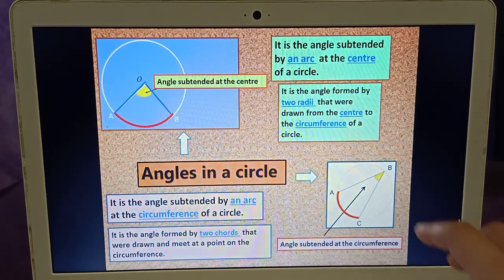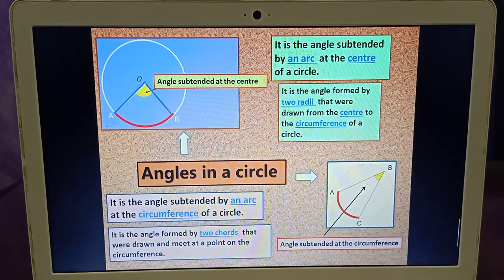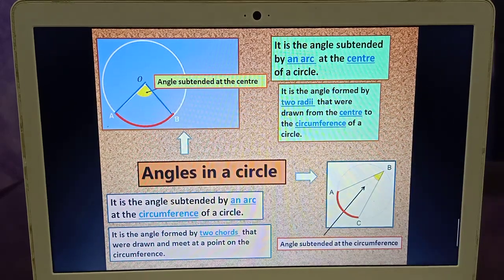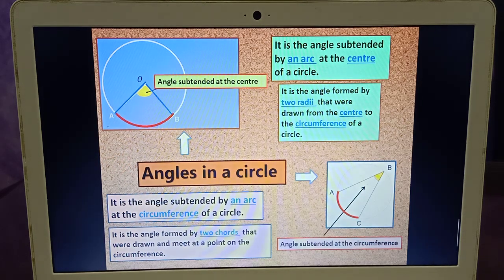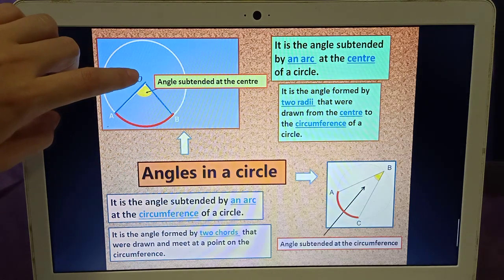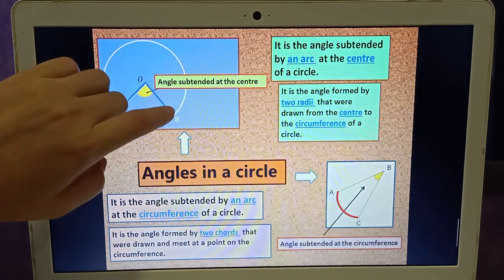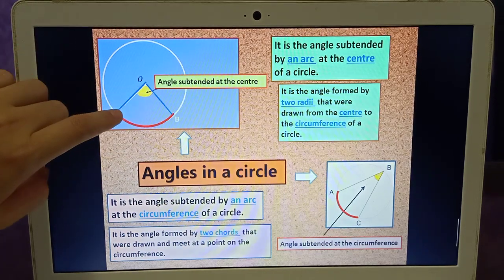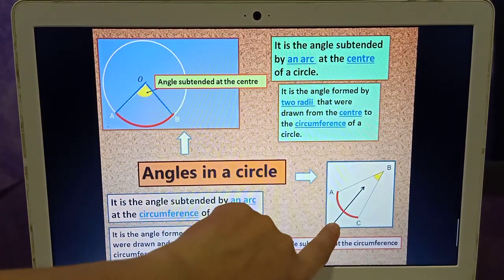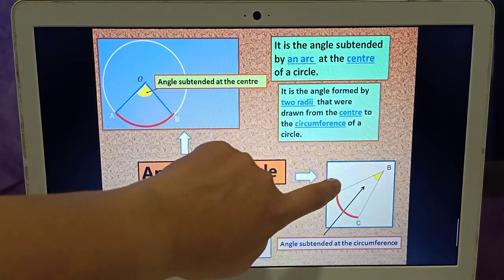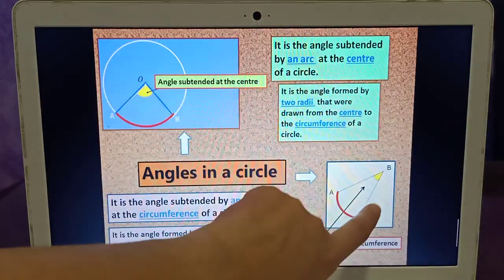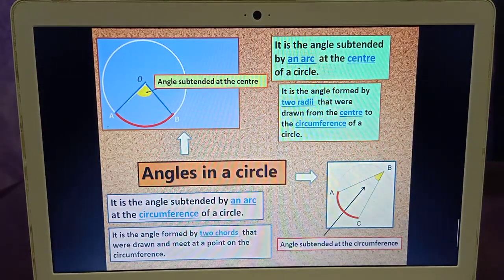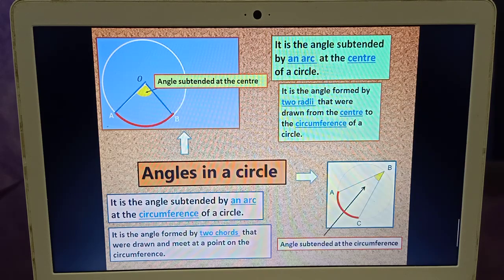It is the angle formed by two chords that were drawn and meet at a point on the circumference. So what can you see as the difference among these angles? If it is an angle subtended at the center, it is the angle formed by two radii drawn from the center. But if it is an angle subtended at the circumference, it is the angle formed by two chords. Do you see the difference? This one is two radii, this one two chords. So these are the main angles in a circle.